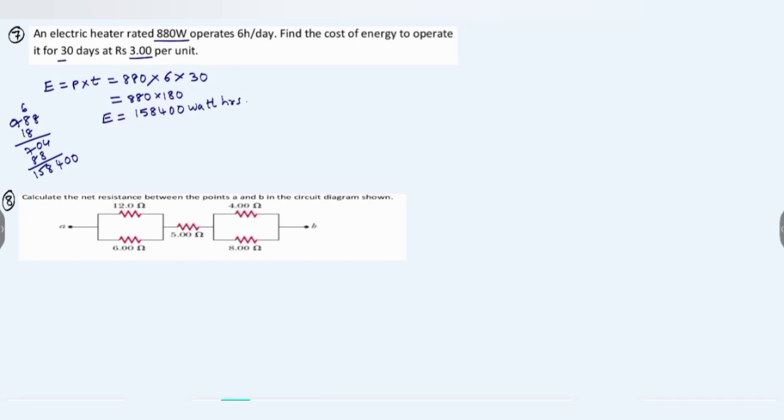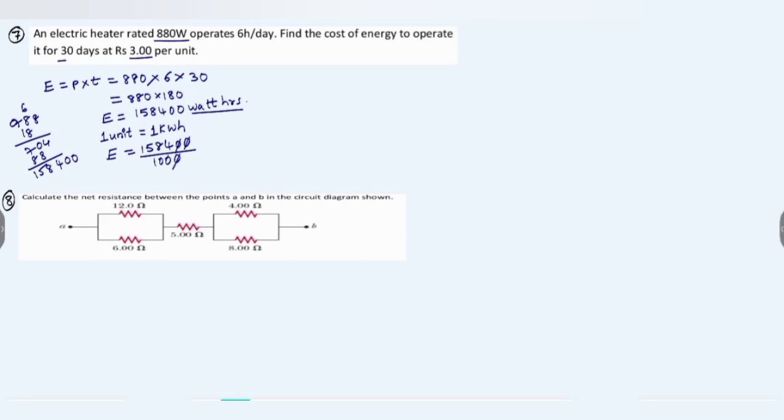These many watt hours. But it is given as 3 rupees per unit. What is 1 unit? 1 unit is equal to 1 kilowatt hour. That means these watt hours should be changed into kilowatt hours. For that, energy is equal to 158,400 divided by 1000. We want to change it into kilowatt hours. Whenever you want to change watt hours into kilowatt hours, divide by 1000.